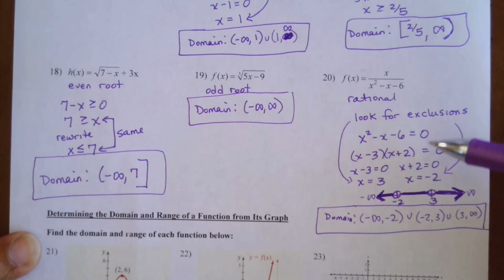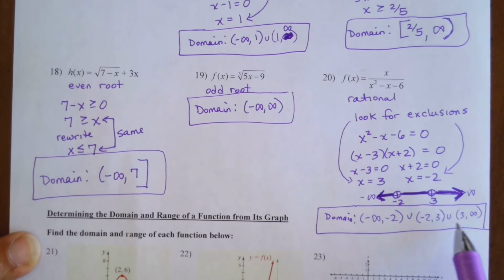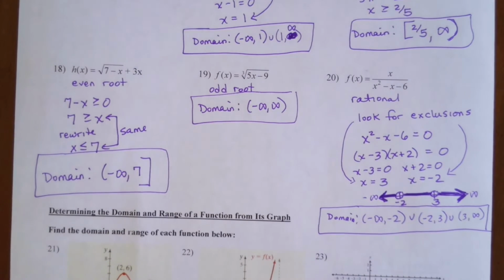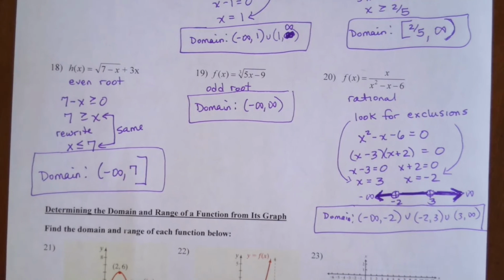So I had 2 exclusions, 3 and -2. I took them out of all real numbers. So that's what it looks like. Okay, so that domain right there says every number works except for -2 and 3. So that's how you would write it.